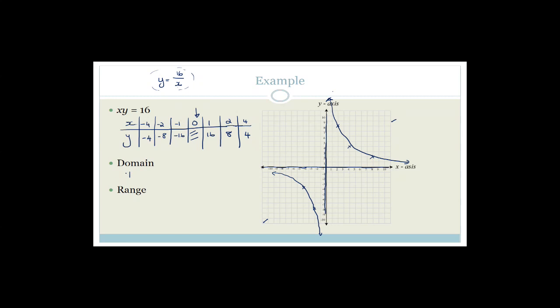Okay, so your domain. Your domain is, remember, your x values. So it's going to be x is an element of the real values, for x does not equal 0, because that's the asymptote. And similarly with your range, you've got y is an element of the real values, for y does not equal 0. And why is that? Because your asymptotes are the x-axis and the y-axis.